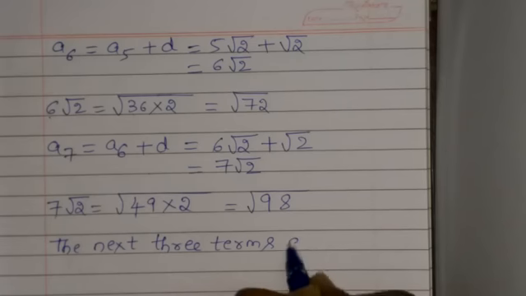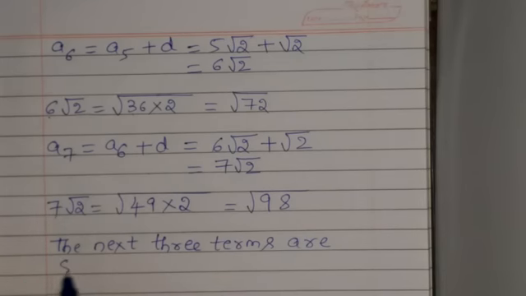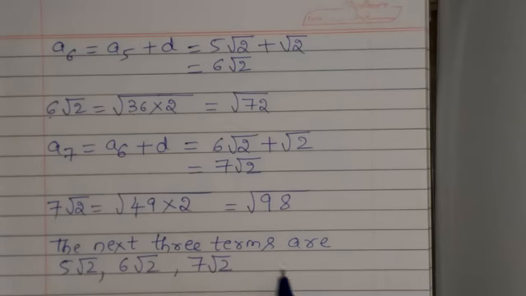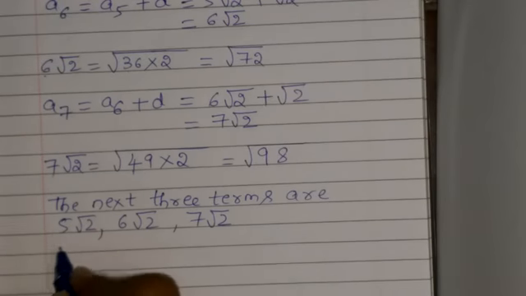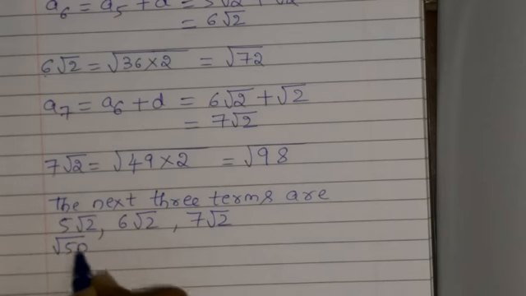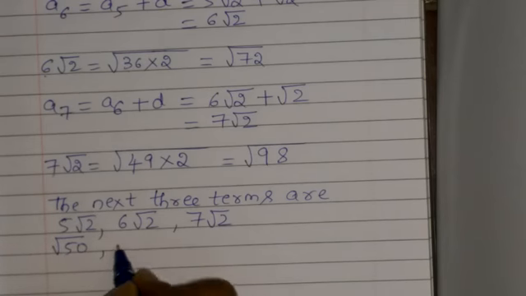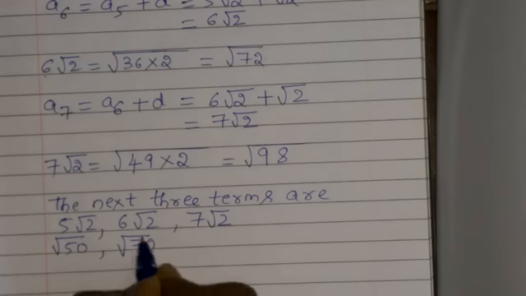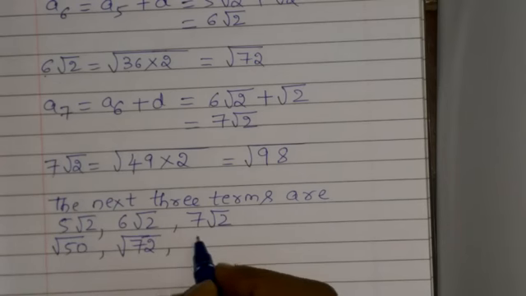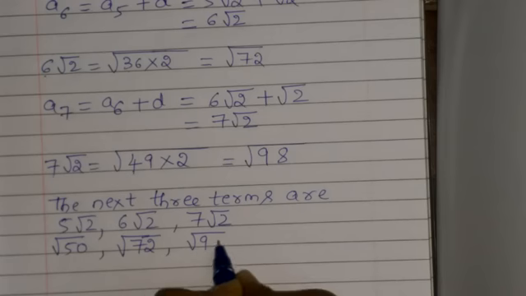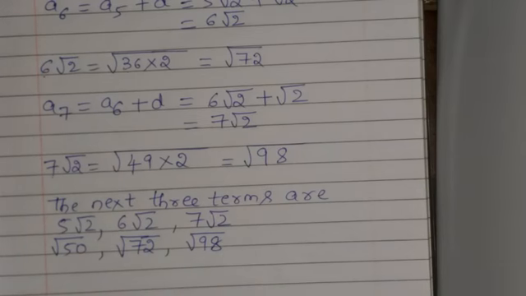So the next three terms are 5 root 2, 6 root 2 and 7 root 2. Or we can also write 5 root 2 as root 50, 6 root 2 as root 72, and 7 root 2 as root 98, which I have shown above.